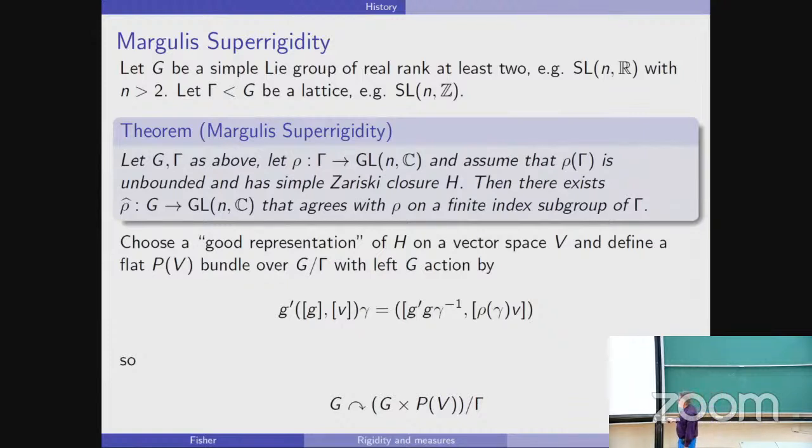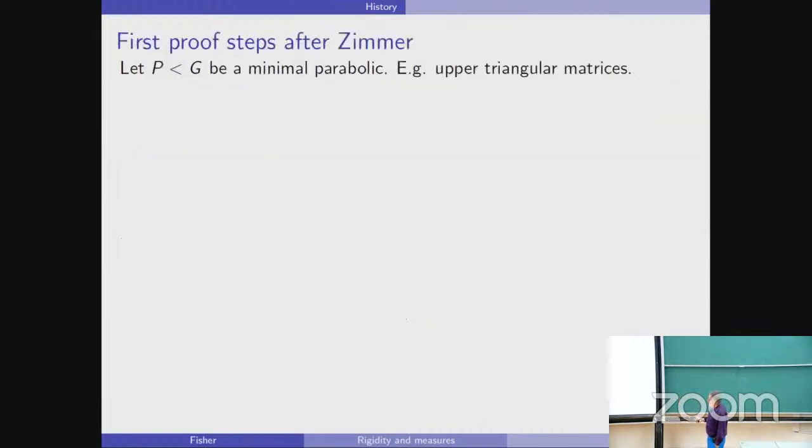It's a nice action. And what do I do? I'm going to give you the first steps in the proof of this, and this is really following, in some sense, Zimmer, and not really Margulis. It's also maybe following a little bit Zimmer, following Furstenberg, following Margulis. So we take P in G, the minimal parabolic, which is just the set of upper triangular matrices if you're thinking of SL_n R.